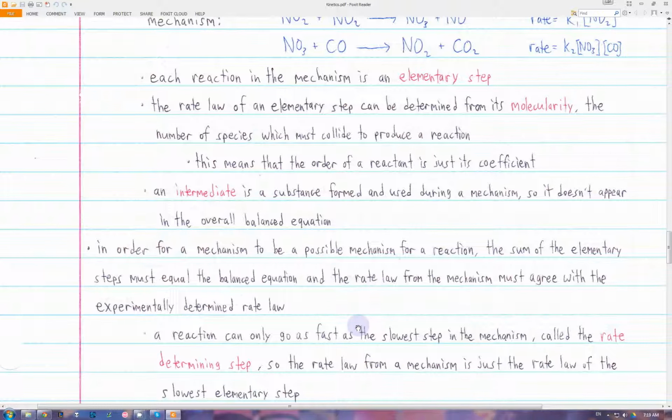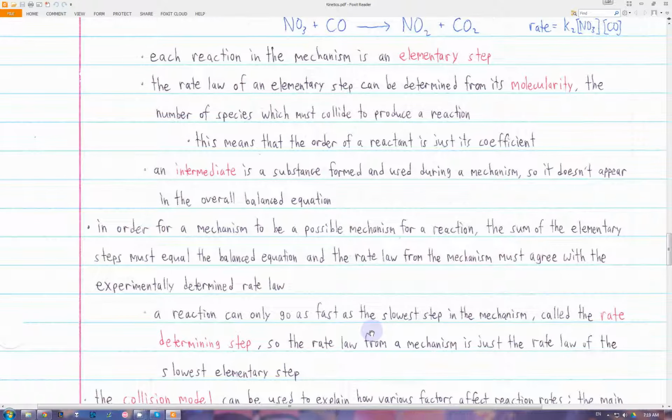And to get the rate law from a mechanism, we have to determine which elementary step is the slowest step. Because an overall reaction mechanism can only go as fast as the slowest step in the mechanism. And for this reason, the slowest step in a mechanism is called the rate determining step.